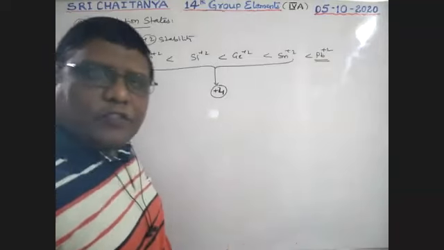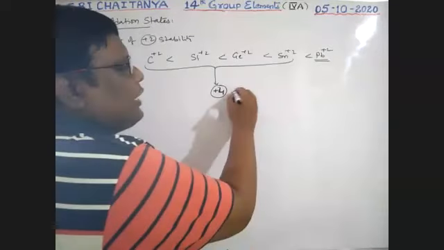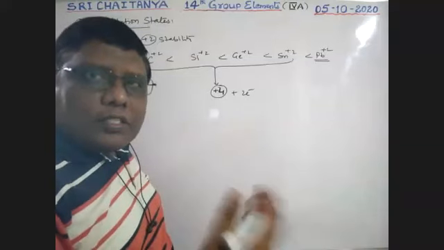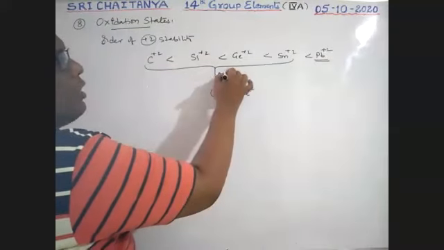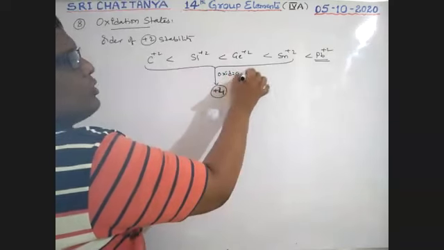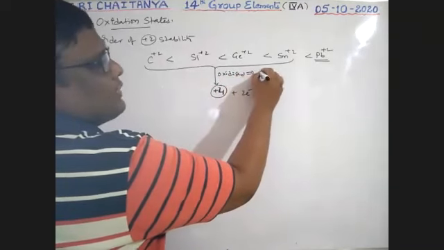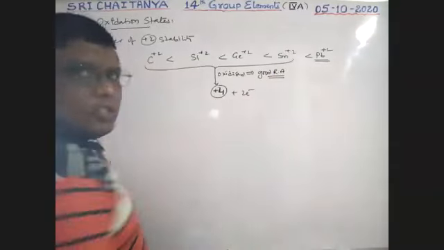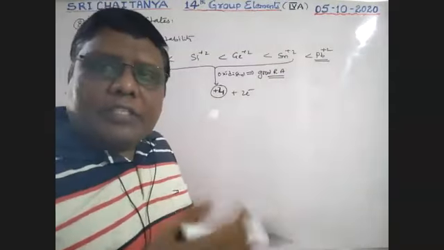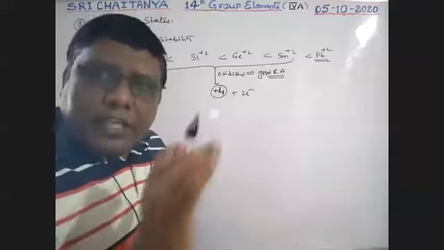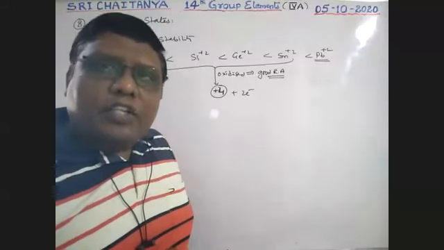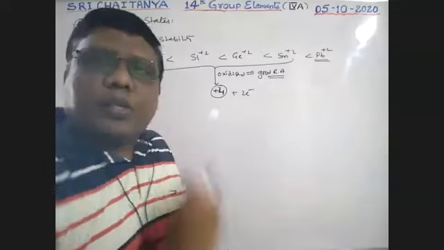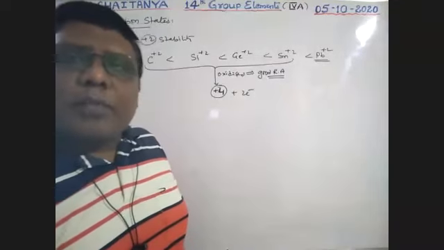+2 changing to +4 means it loses 2 electrons. It is oxidized. That means here the elements are oxidized. So when elements are oxidized, they act as good reducing agents. So all these elements, carbon, silicon, germanium, tin, these four elements act as good reducing agents because for those elements +4 is more stable than +2.